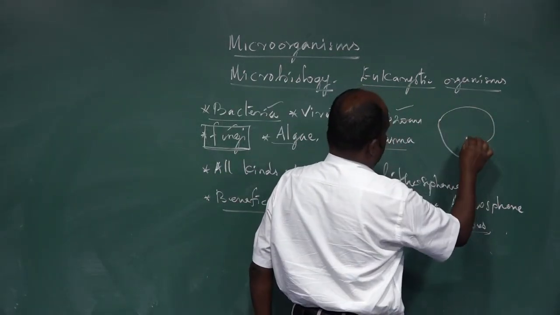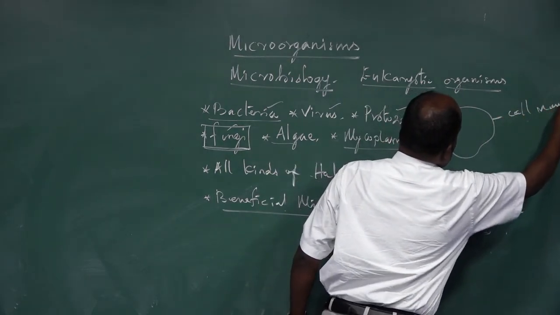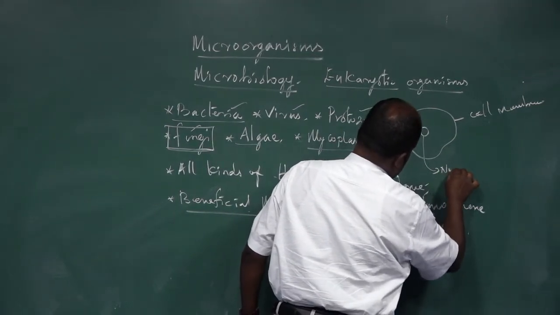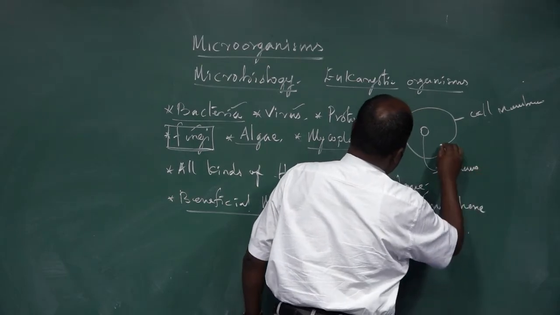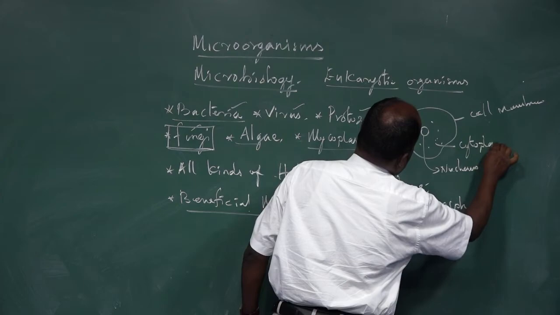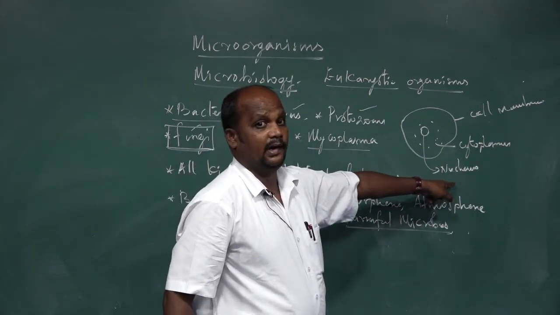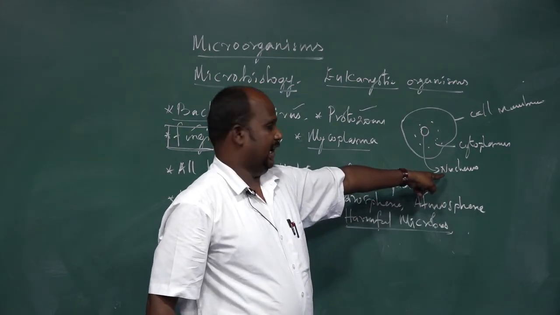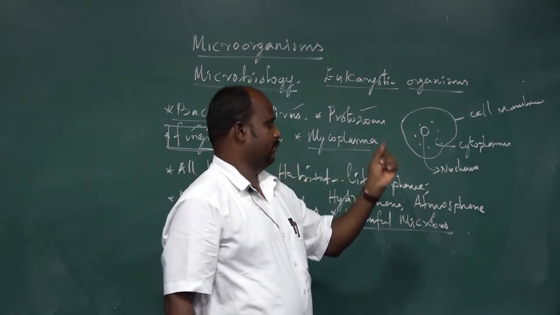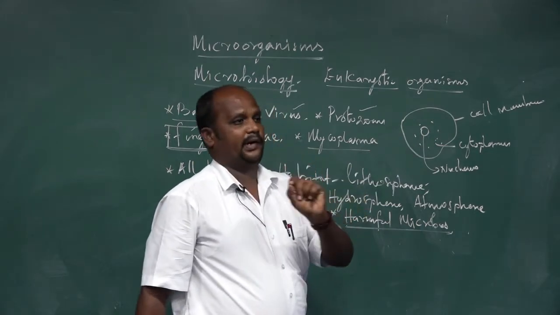Some of the plant cells have the membrane, nucleus and cytoplasm. What is the name? Cytoplasm. Those three contents are a must. Each part is called a cell organelle, not organ, organelles. Each part of the cell structure we simply call a cell organelle. So the nucleus is more important.